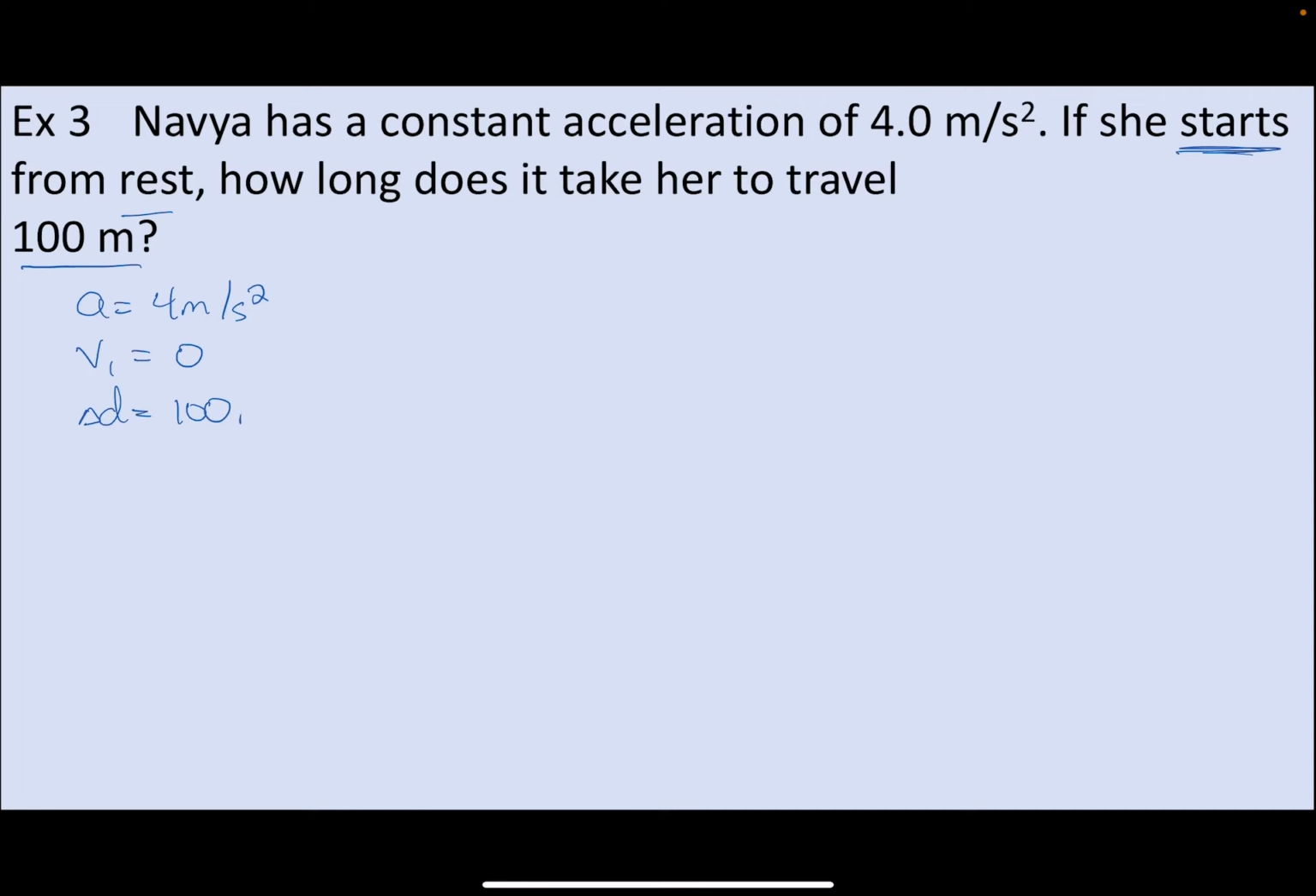Whatever our forwards direction is, it sounds to me like we're starting from rest and speeding up, so that acceleration must be forwards. Our displacement then must be forwards as well. And again, I'll draw Navya as a box. Here she is. She starts from rest. She's going to start accelerating and get going this way. And then the question is, how much time does it take her to travel 100 meters as she accelerates? We don't know how fast she's going over here, but she has traveled 100 meters. So the question is how long? That's time.